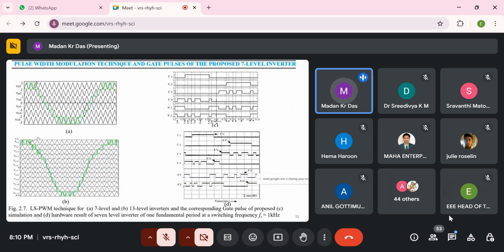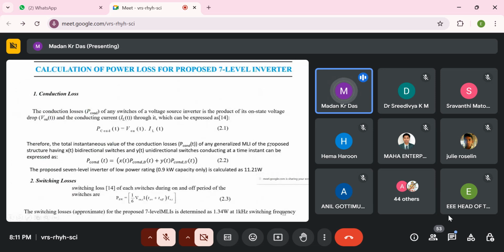And now for the proposed inverter, we have used level-shifted PWM techniques: 6 triangular carriers and 1 sine wave compared to them. Seven levels means 7 minus 1 carriers, and 1 sinusoidal signal. For 13 levels, 12 carriers are used and compared with 1 sinusoidal signal. And this is the gate pulse of the proposed inverter, and this is the hardware gate pulse of the proposed inverter.